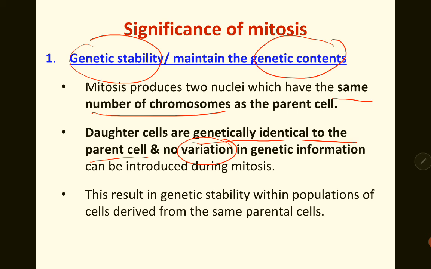So there is no variation. This will make sure of genetic stability within the population of cells derived from the same parental cell. So if there is any difference which occurs in the daughter cell, then you call that a mutation has occurred.